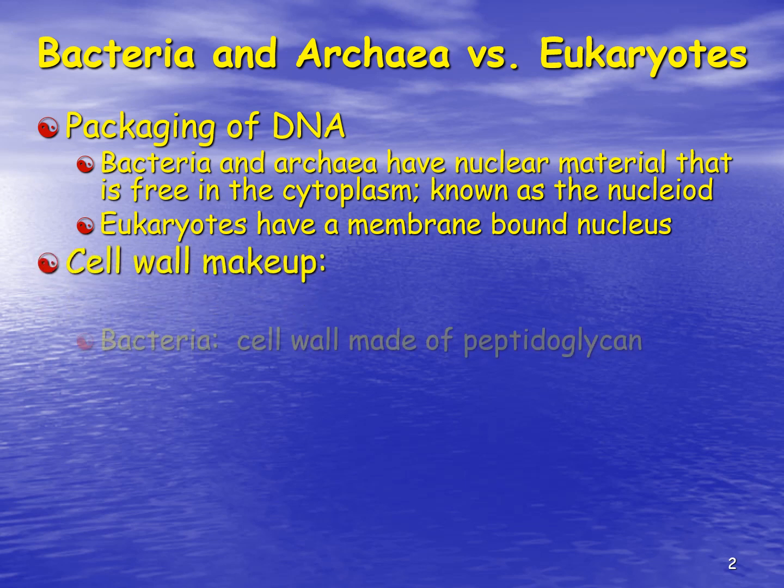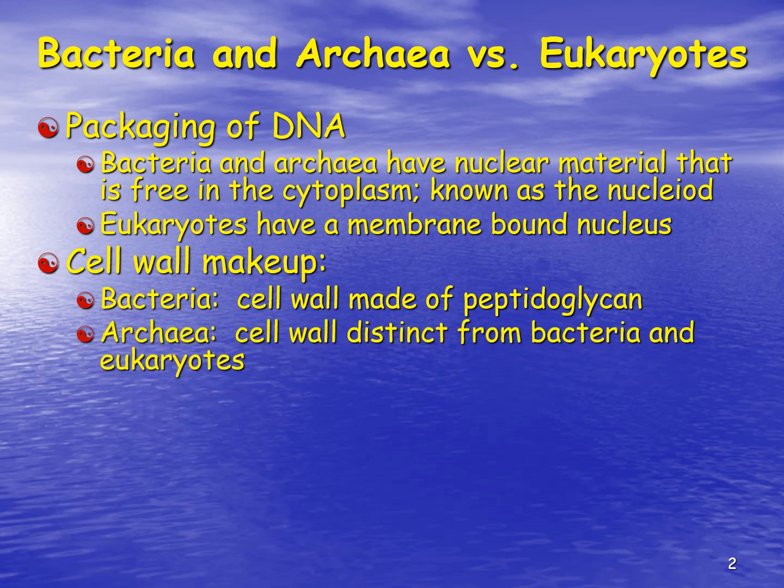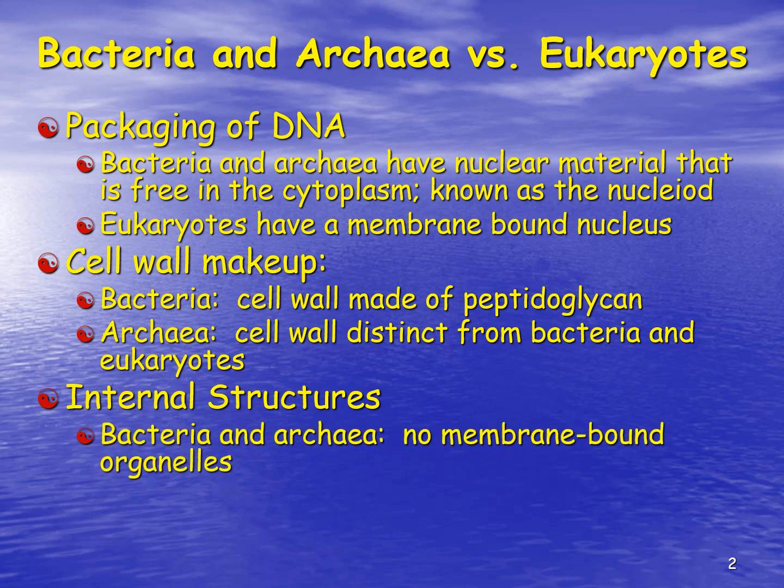The cell wall makeup: in bacteria, the cell wall is made up of a protein sugar structure known as peptidoglycan, and we'll talk about the shape of that here in this chapter. While the archaea have cell walls that are distinct from bacteria and eukaryotes that have cell walls. They do not contain peptidoglycan. Internal structures: the bacteria and archaea also have no membrane-bound organelles. However, they do have ribosomes that make their proteins.